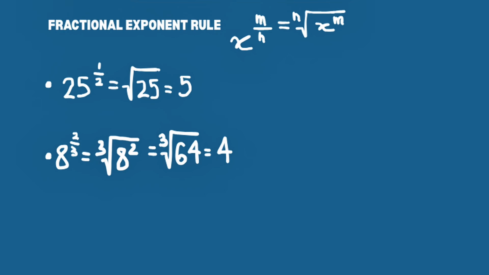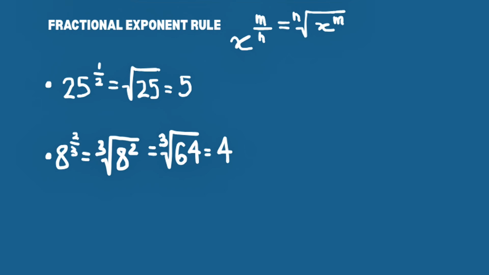Okay, so on to the first example. We have 25 to the power of 1/2. Take the denominator, 2, and place it on top of the root. But since this would be the square root, you don't have to put the 2. Same goes for the 1, as everything's being raised to the power of 1. Well, the square root of 25 is just 5.